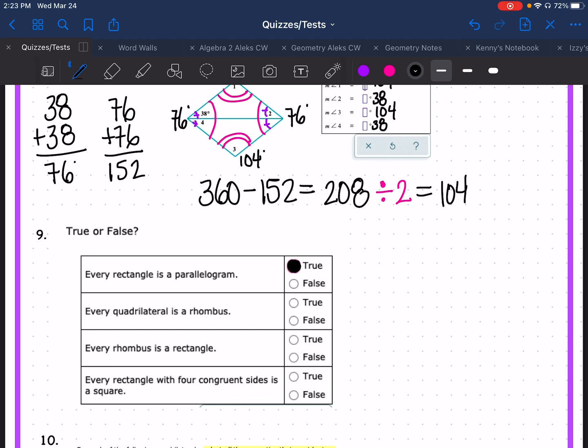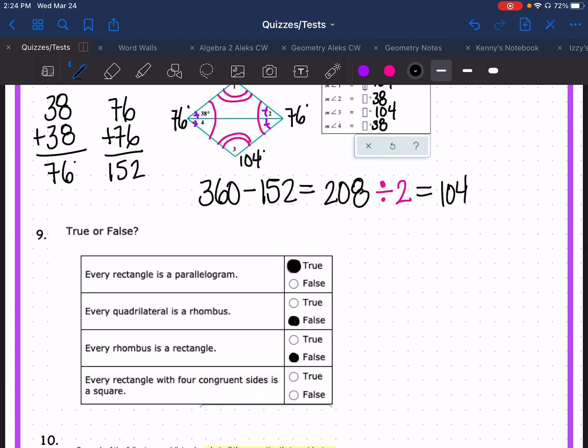Every quadrilateral is a rhombus? A quadrilateral just means that I have 4 sides. Not every 4-sided figure is a rhombus. We can also have kites and trapezoids and squares and rectangles. So this one is definitely false. Every rhombus is a rectangle? No, every rhombus is a parallelogram. Every rhombus is a quadrilateral, but rhombuses are never going to be rectangles because rhombuses have to have 4 congruent sides and rectangles just don't.